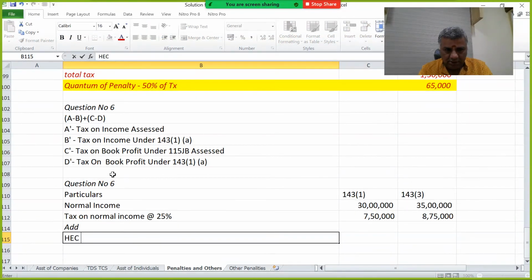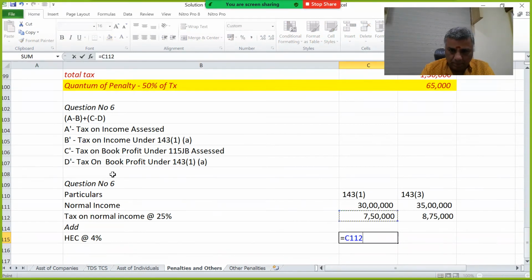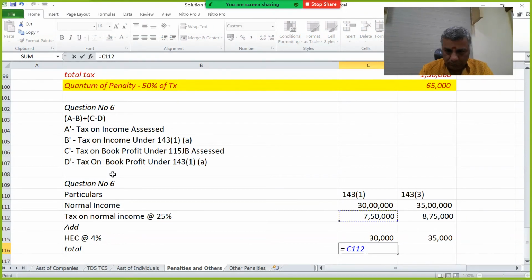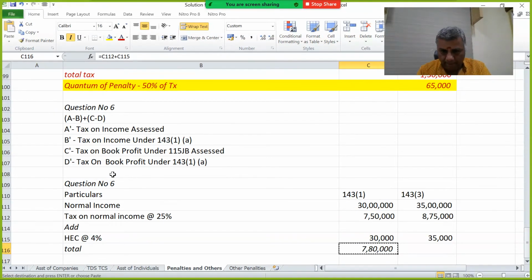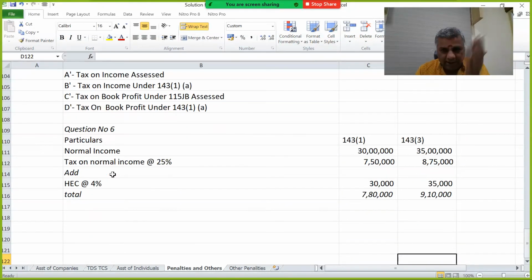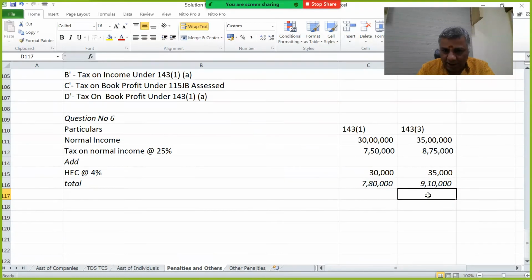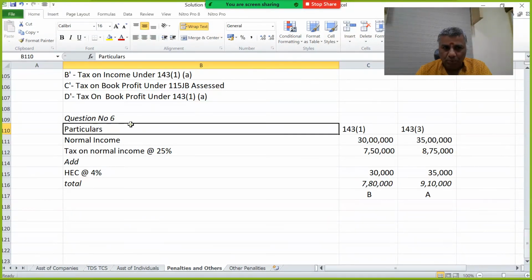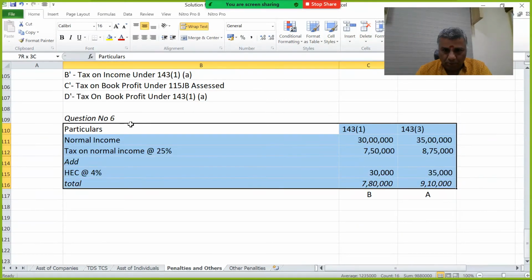And HEC at 4%. Total 7,80,000. This they call A, and this they call B. This is A: tax on income assessed and tax determined under 143(1). Now the same with regard to book profits.